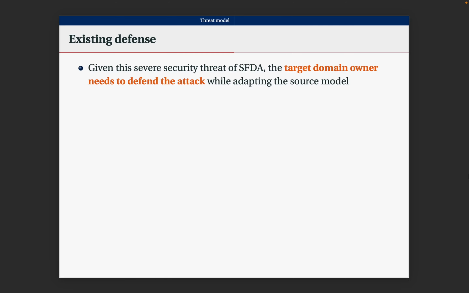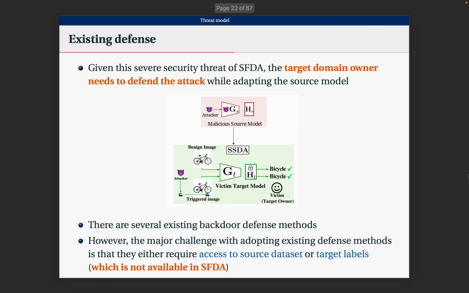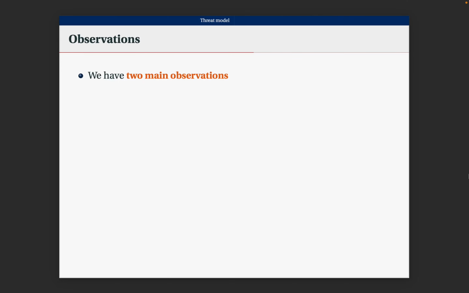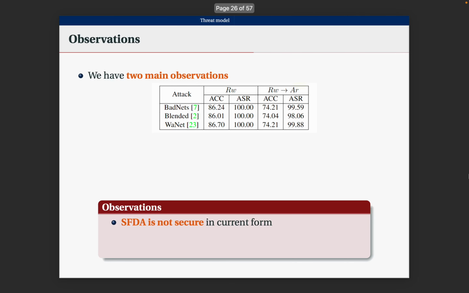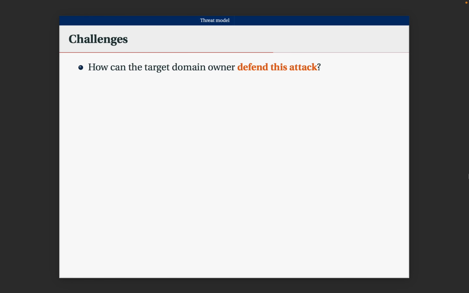Given this severe security threat of SFDA, the target domain owner needs to defend against this attack while adapting the source model. There are several existing backdoor defense methods. However, the major challenge with adopting existing defense methods is that they either require access to the source dataset or target labels, which is not available in SFDA. Thus, we have two main observations. The first one is that SFDA in current form is not safe. And the second one is that none of the existing defense methods can defend against this threat. Then how can the target domain owner defend against this attack?